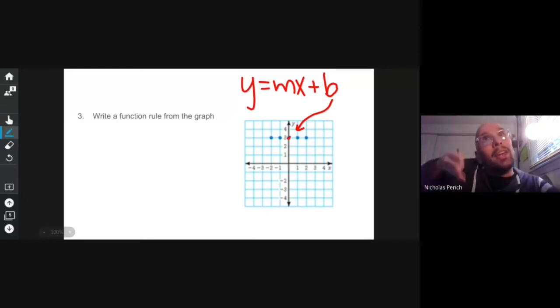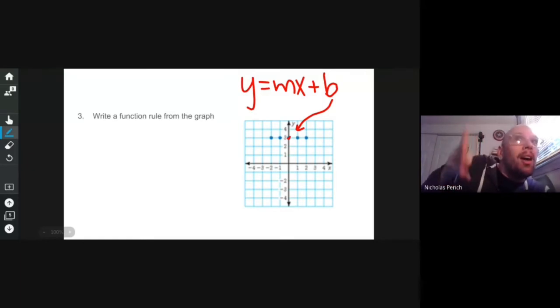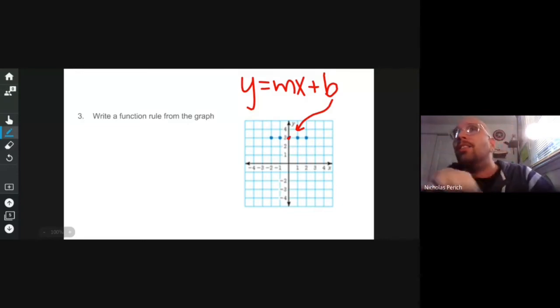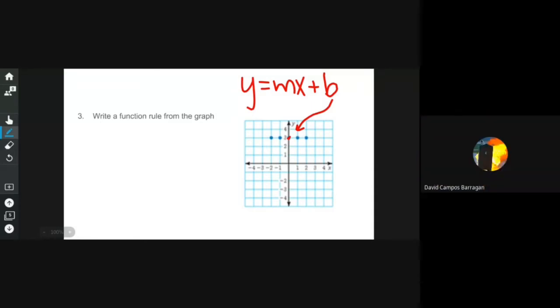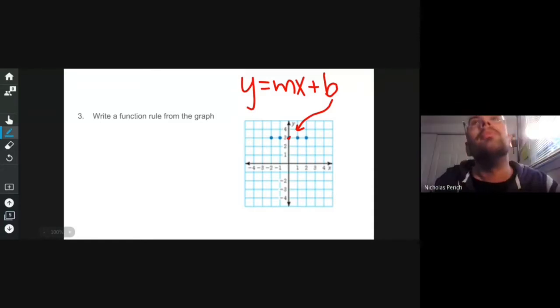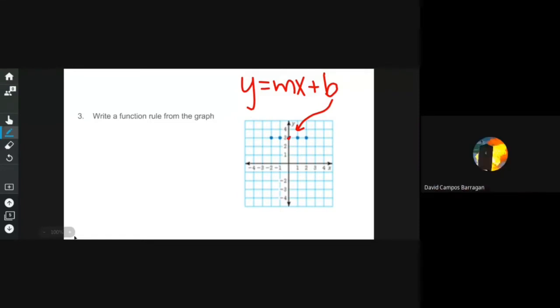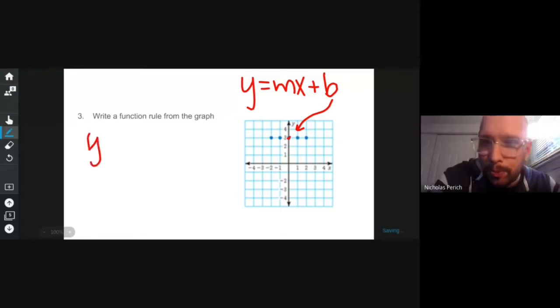Flat is 0. Up and down is undefined. This is my new dance. When you go up and down, you're undefined. When you go left and right, it's a 0. Give me an up, down, undefined, and give me a left, right, which is 0. Stop singing, please. What's that? Stop singing. Never.